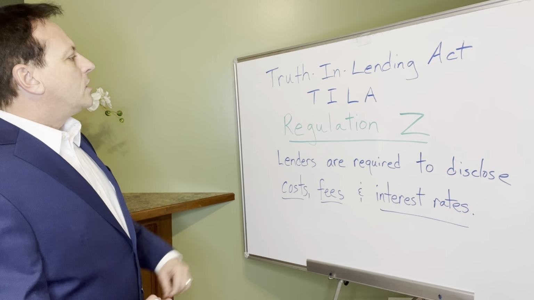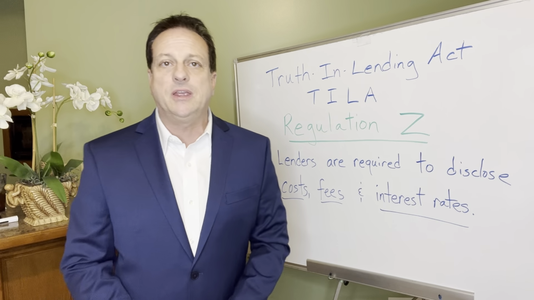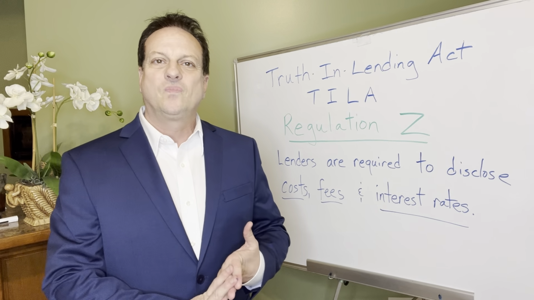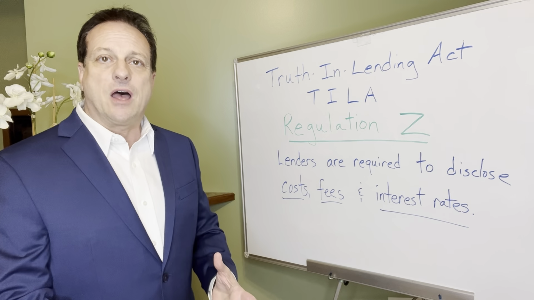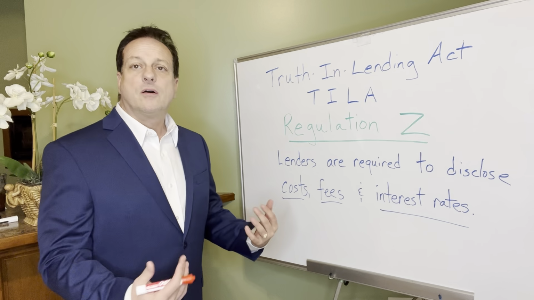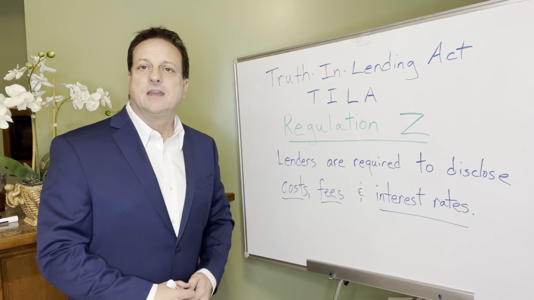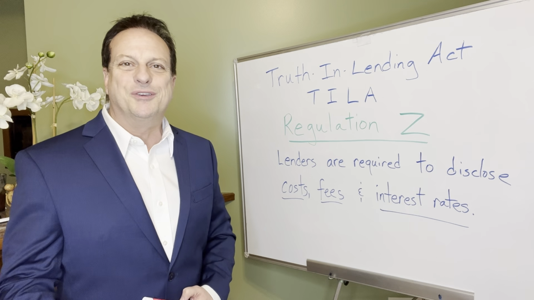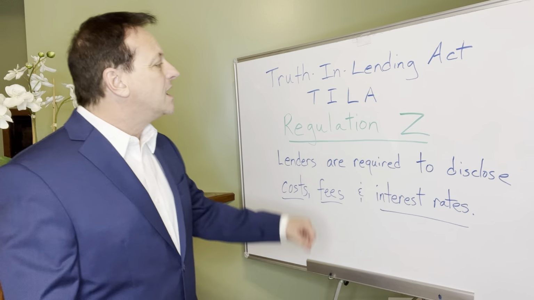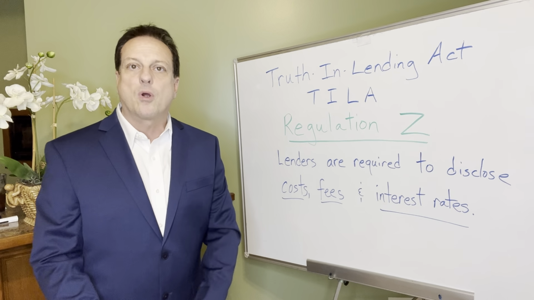Now, Truth in Lending Act, it governs residential properties from 1 unit up to 4 units. So a single family house, a duplex, a triplex, a fourplex, all fall under the Truth in Lending Act. But if it's 5 or more units, maybe it becomes a small apartment building, something like that, then the Truth in Lending Act does not govern 5 or more properties.